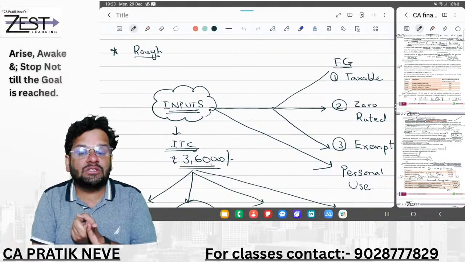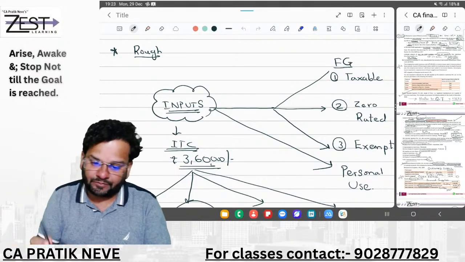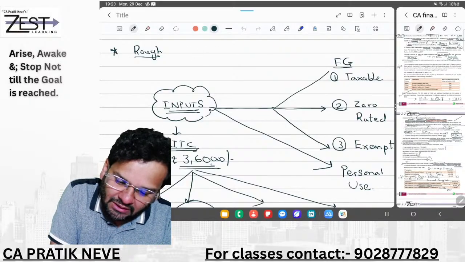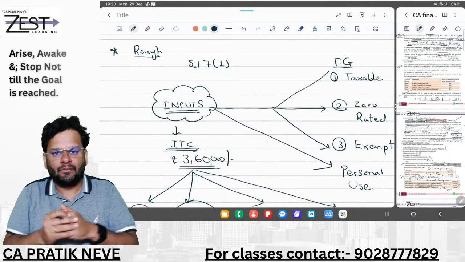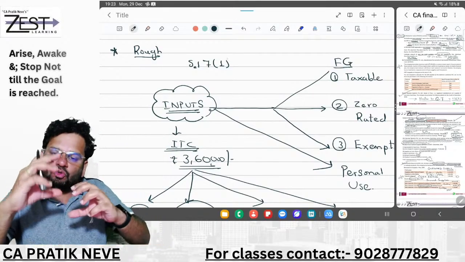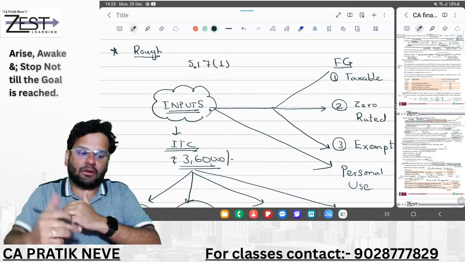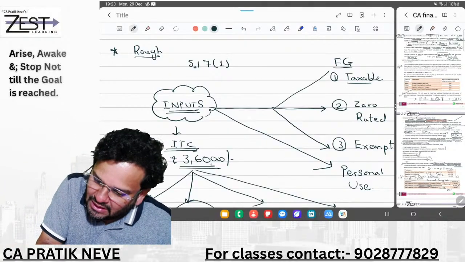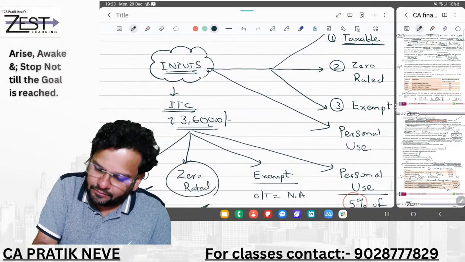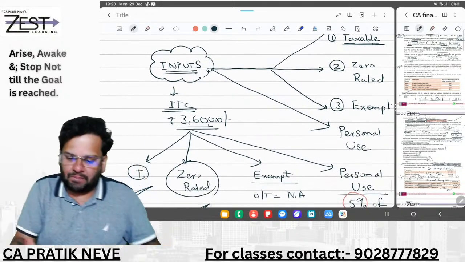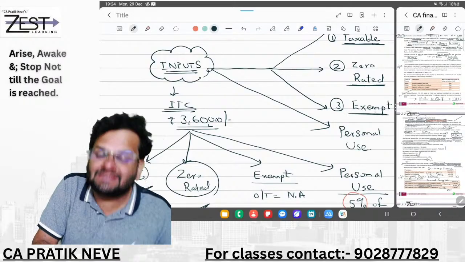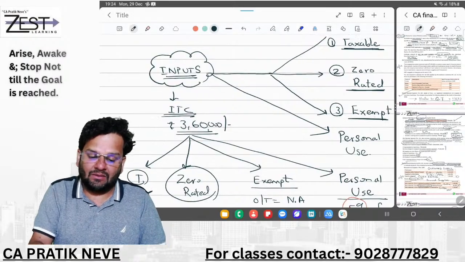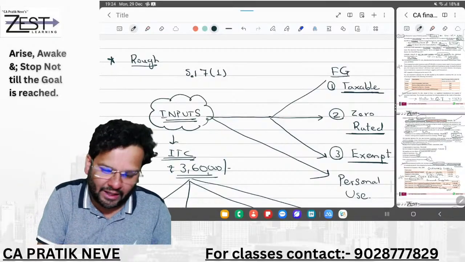Especially the rules are related to 17(1), that is apportionment of ITC, where inputs are used commonly for what? Commonly for taxable goods, commonly for making outward supply which is taxable, zero rated and exempt. So basically what I told you just now is 17(2) actually.